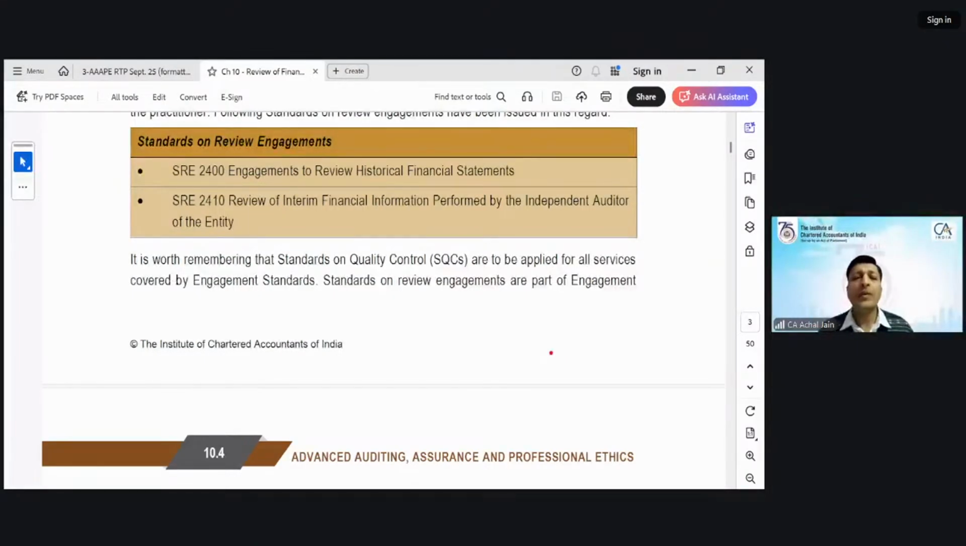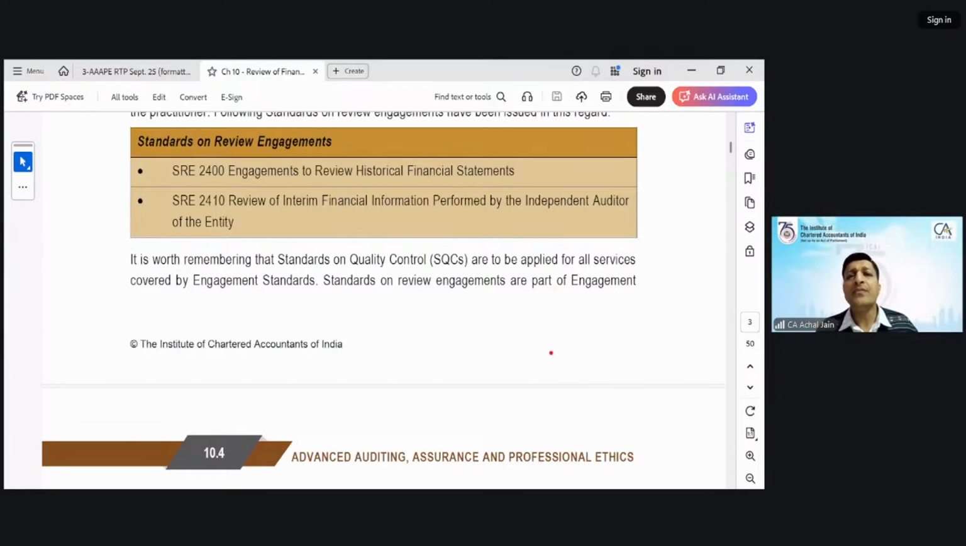Right. The only thing is that unlike audit, we are not performing those level of procedures. We are performing limited procedures. Okay, let's suppose financial statements are there. So you're not auditing, you are reviewing. So you are performing a limited set of procedures.